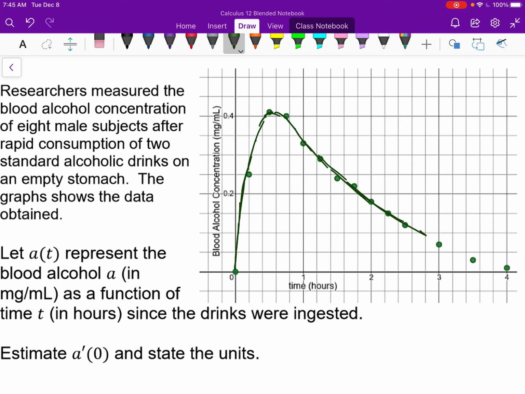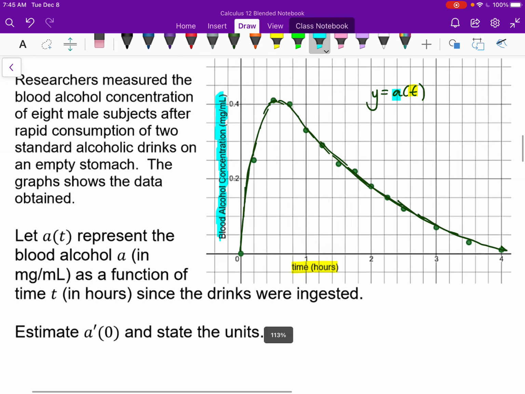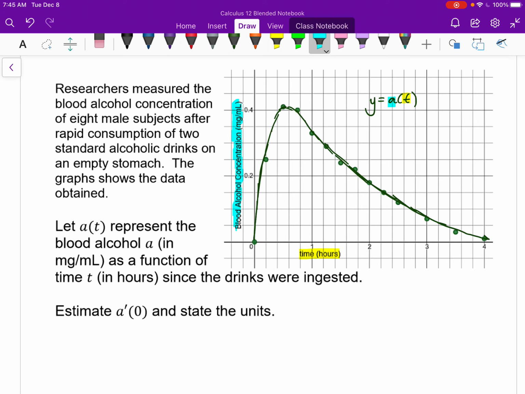So I'm imagining this change. And this being y equals A of t, where t is time in hours, and A is the blood alcohol concentration. All right, so we actually saw this earlier in the course, like I said. So I want to ask first, what is A prime at 0? Okay, estimate A prime, not A at 0, A prime at 0, and state the units. So that means the instantaneous slope of this at 0.